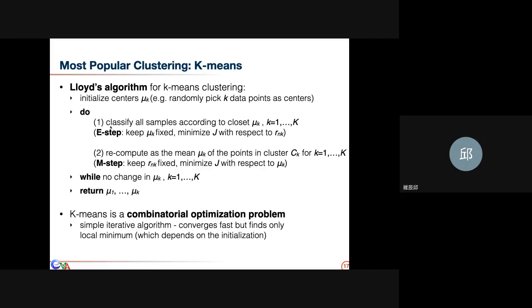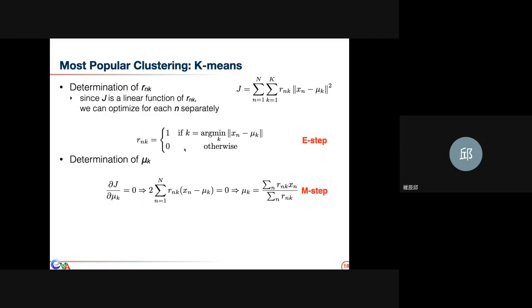Okay. So k-means itself is a very simple iterative algorithm. It can converge pretty fast, but it only finds the local minimum, right? So actually the solution of your k-means algorithm will largely depend on the initialization. Once you have different initializations, you might end up with different results of the k-means clustering, right?